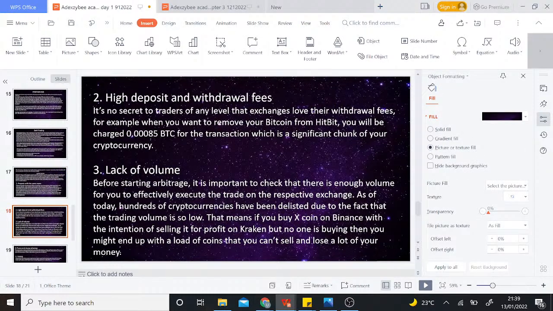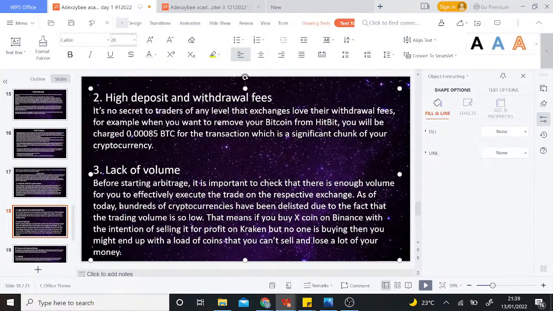Now another one is high deposit and withdrawal fees. Sometimes some exchanges have very huge fees. Let's say you buy Bitcoin from Binance, the fee is 0.00085 BTC. That's the fee. Now you bought from Binance, you withdraw it to Hotbit, Itbit, and they charge you this.